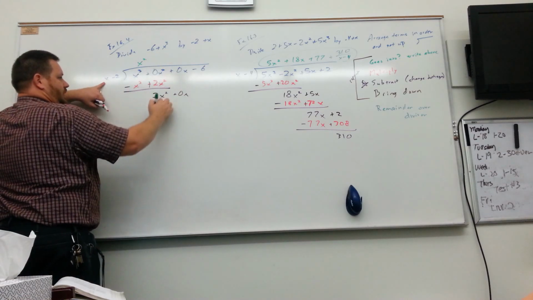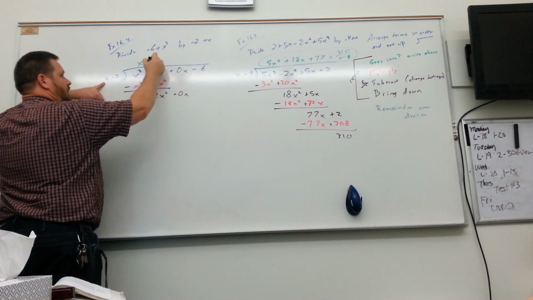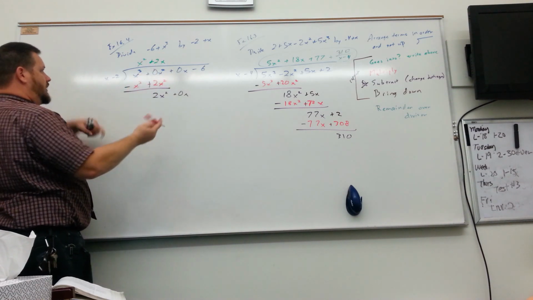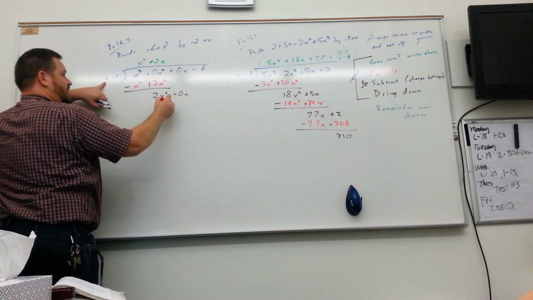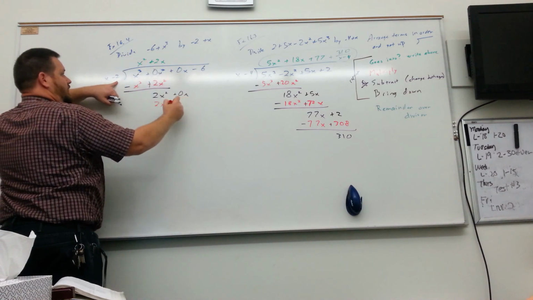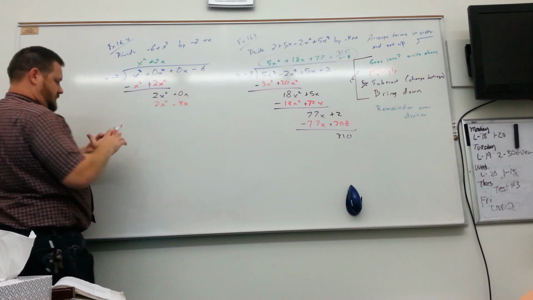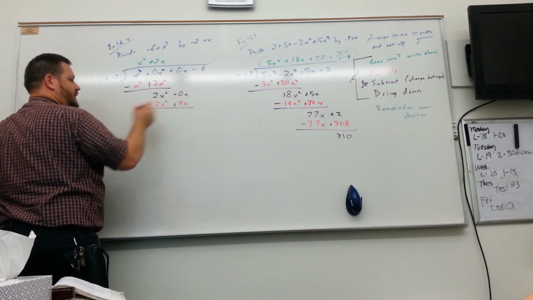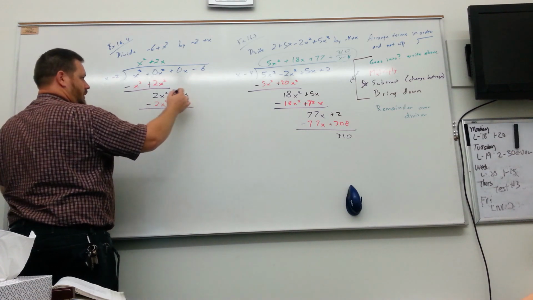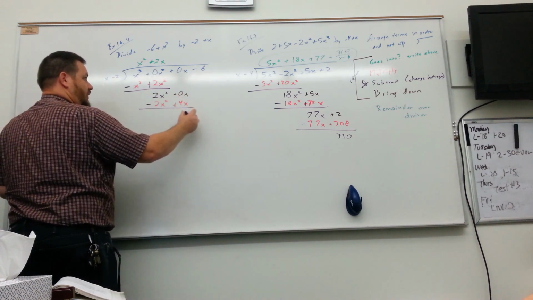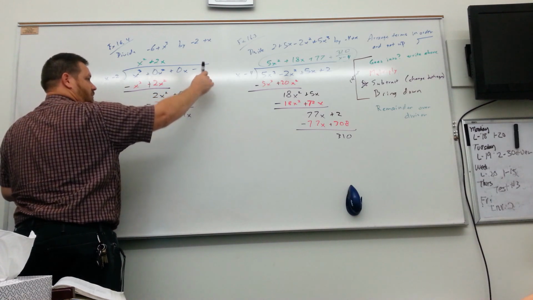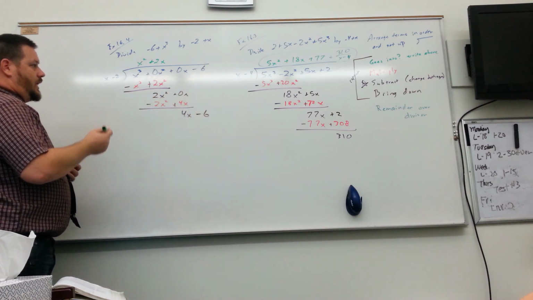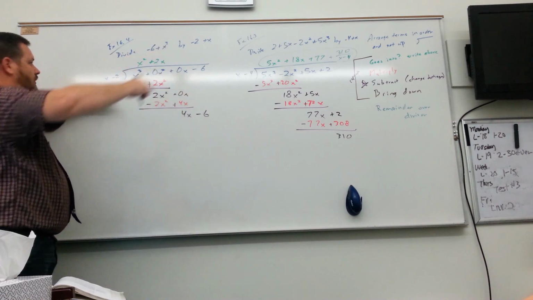X goes into 2x squared, positive 2x times, so 2x, red. 2x times x is 2x squared, and 2x times negative 2 is negative 4x. Subtract, changing both signs. And these go away, and we've got positive 4x. And bring the next thing down. And we still have x's, so we're still in our little loop.